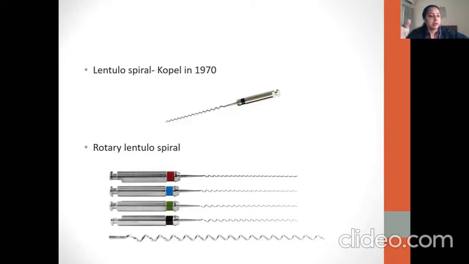That is how you can identify the width of the canal for which the color coding is given on the lenticular spiral. A particular width of the canal will require a particular colored lenticular spiral, and that can be attached to a rotary motor which you have used in your pre-clinics. You all used a burr which you attached to the handpiece with a key thing.